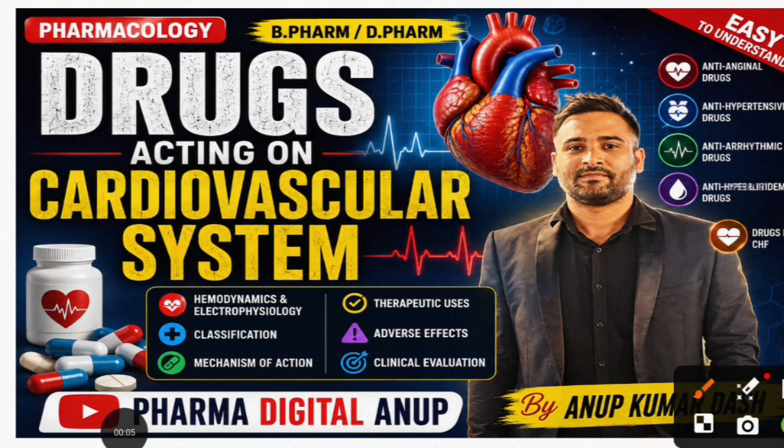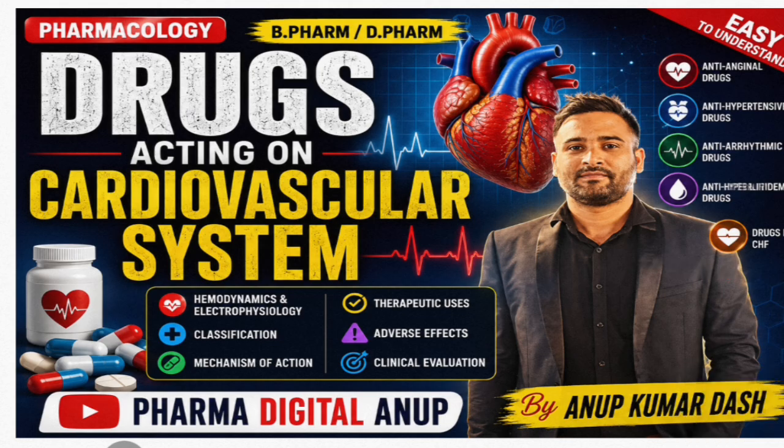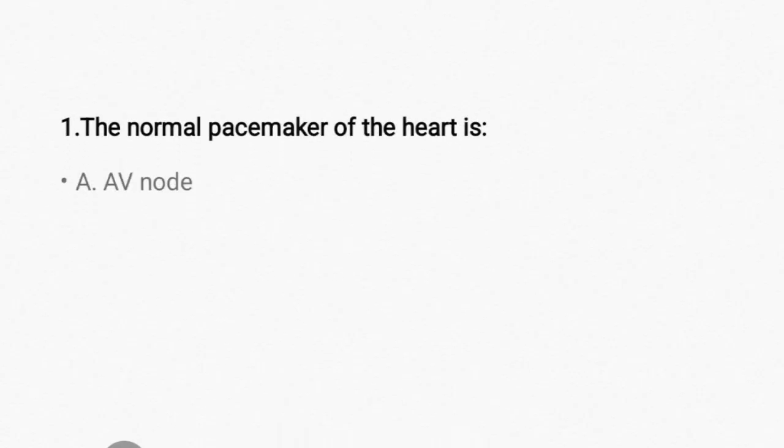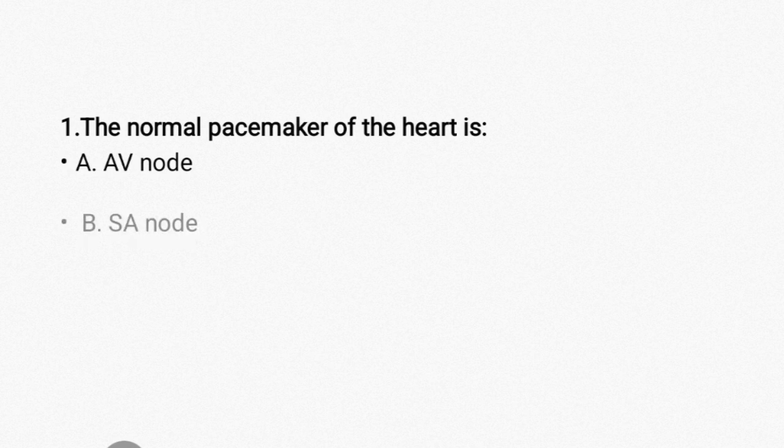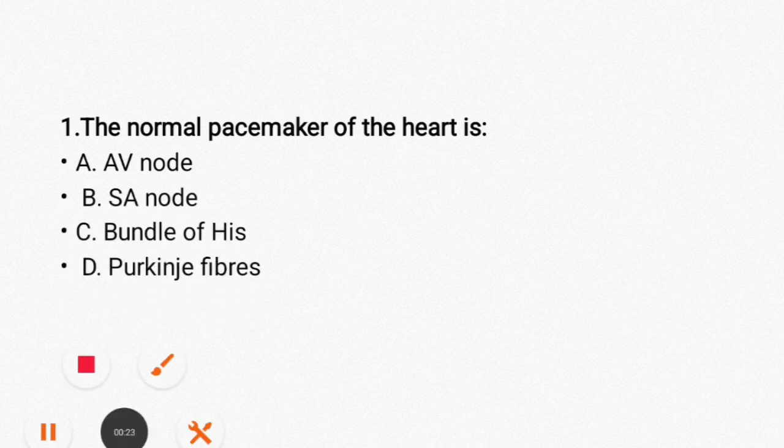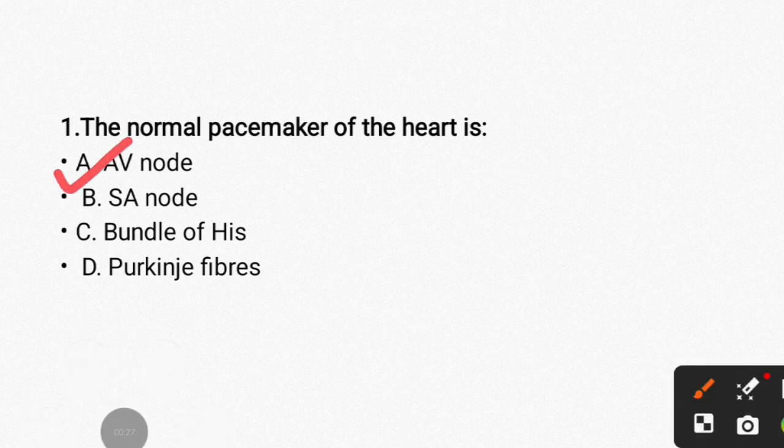Today we are going to discuss some important MCQs of drugs acting on the cardiovascular system. So the first question is: the normal pacemaker of the heart is A, AV node, B, SA node, C, bundle of His, and D, Purkinje fiber. So here the right answer is option A, AV node.